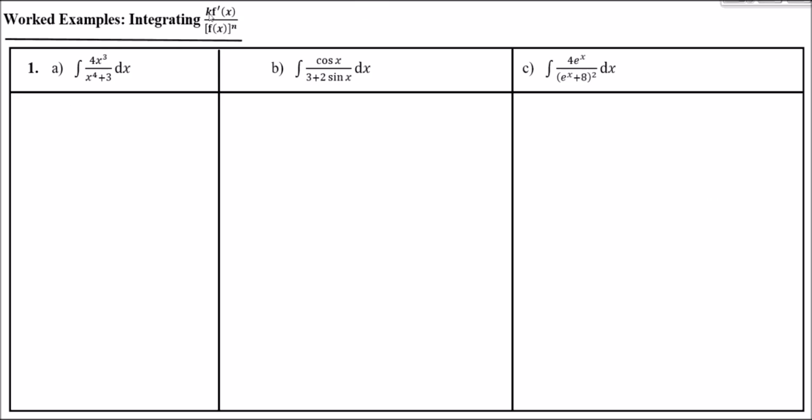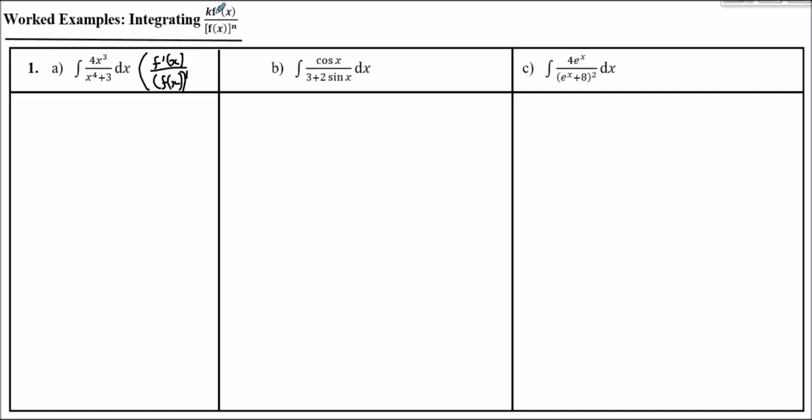First of all, integrating k f dash x all over f of x to the power n. So how does this work? The first one, we've got 4x cubed all over x to the power 4 plus 3 dx. The key spot here is, if this is f of x, and this has not been raised to any power, what would happen if I differentiated x to the 4 plus 3? Well, x to the power 4 would differentiate to 4x cubed. So this is one of these forms where it's f dash x over f of x to the power 1, essentially.